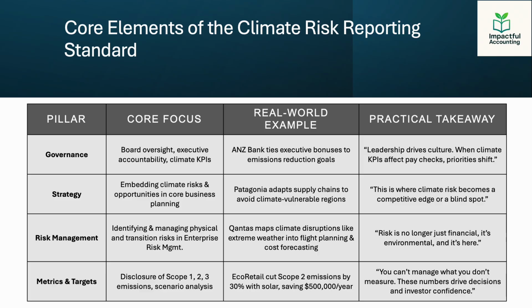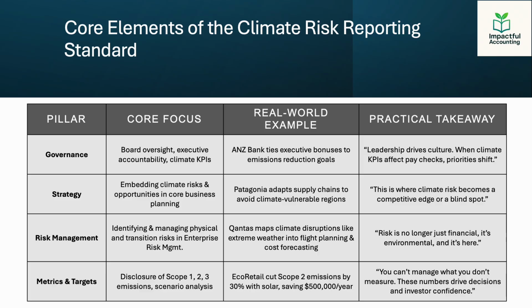When we talk about Australia's climate reporting standard, we often focus on rules and data, but underneath it all, there are four key building blocks every company must understand: governance, strategy, risk management, and metrics and targets. Let's break each of them down with real life examples.